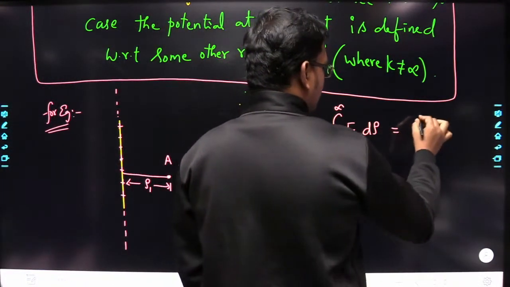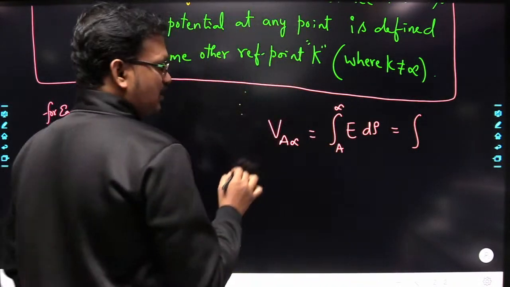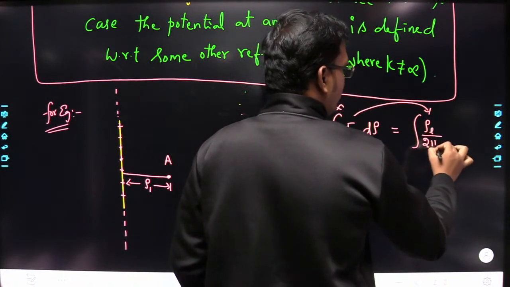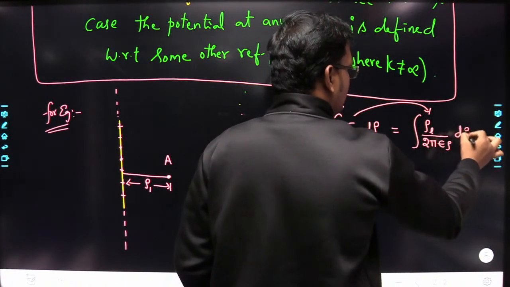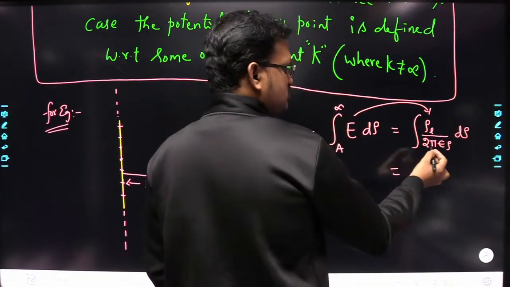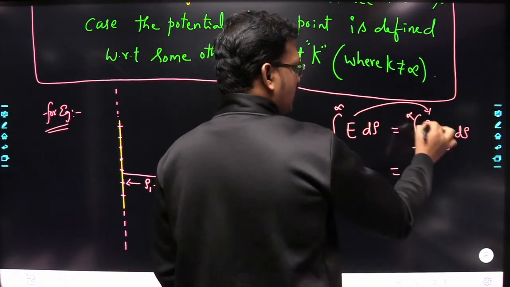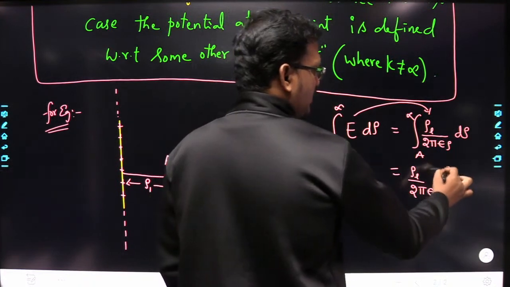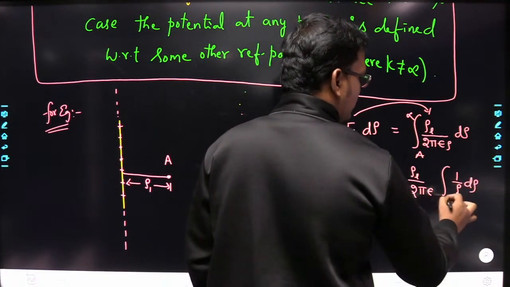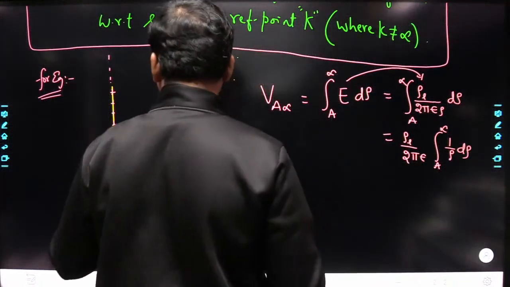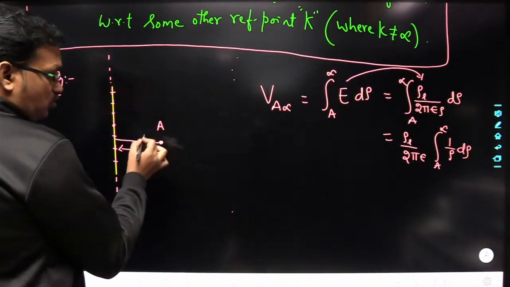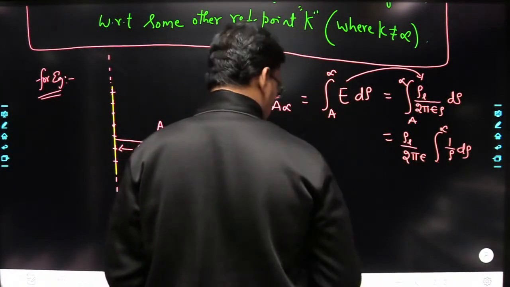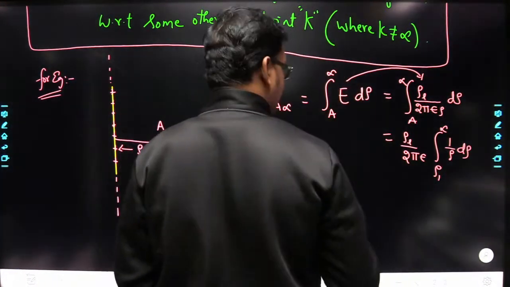So what are you going to get? The integral of E, the electric field due to an infinite line charge. We know the electric field due to an infinite line charge is rho L by 2 pi epsilon rho, times d rho. Here rho L by 2 pi epsilon is constant with respect to integration, so you can take it out of the integral. Then the integral of 1 by rho d rho from A to infinity, where A is at a distance rho 1. So in place of A I can write simply rho 1.